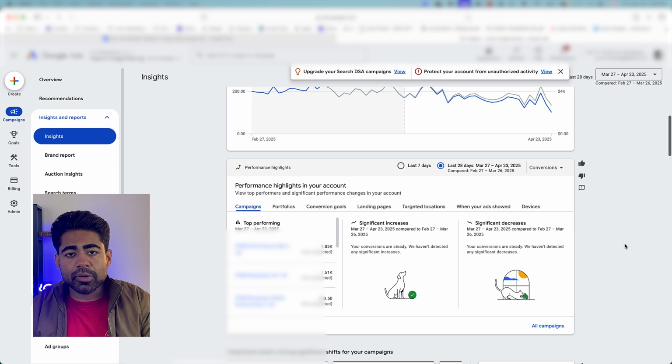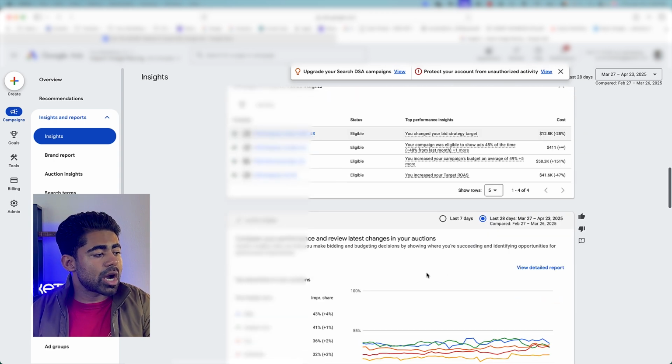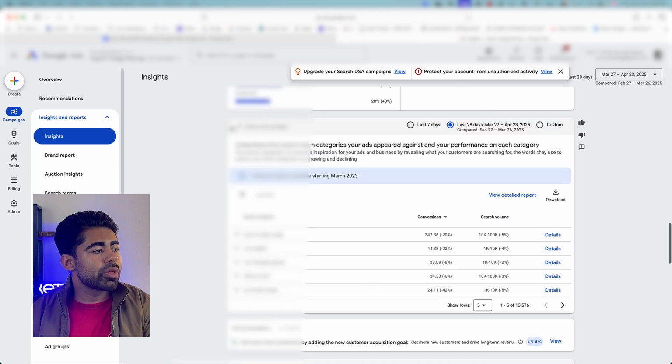Now, this method right here, which I'm about to show you, starts off by scrolling all the way to the bottom, to the keyword section. This is a custom section which I always love to use because this method relies entirely on the keyword insights and the search term insights.